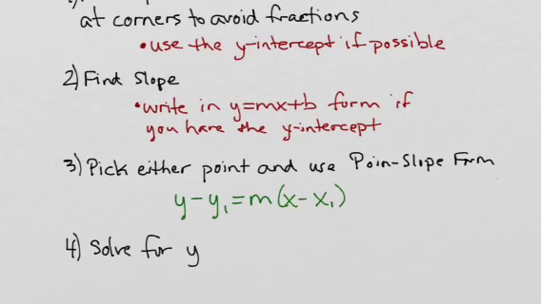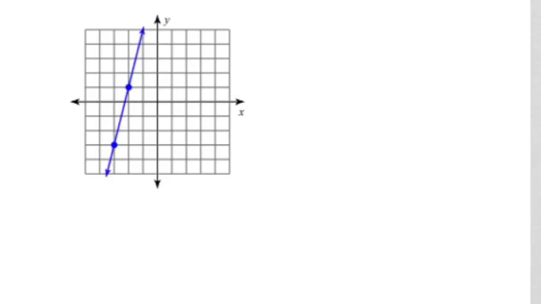Step 3, we need to pick either point. It doesn't matter which point we pick, and we use point-slope form. All right? Then we solve for y. We get that y by itself in that equation. So let's do a couple of examples.